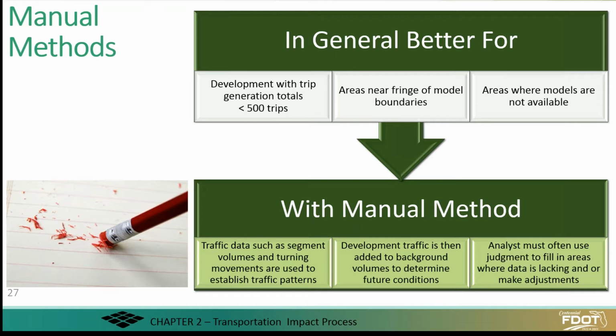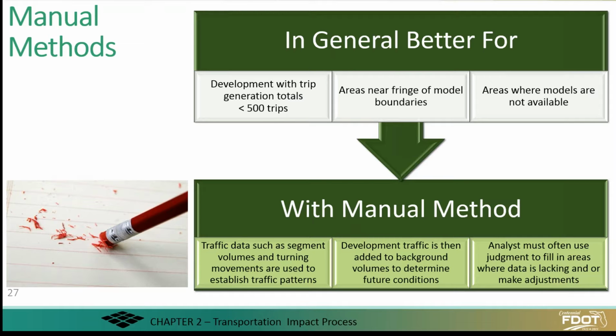And areas where models are not available. So obviously if you're doing site impact for a project that is in a locale that is not covered by any one of the various travel demand models in the state of Florida, you might be better off using manual methods. With manual methods, traffic data such as segment volumes and turning movements can be used to establish the traffic pattern. So understanding how to move the trips manually along the roadway network can be based off of observed existing traffic patterns. Development traffic is then added to the background volumes to determine the future conditions.